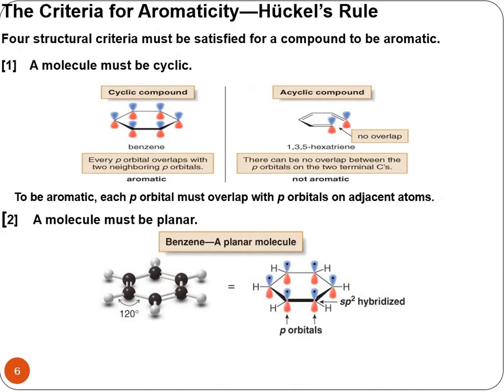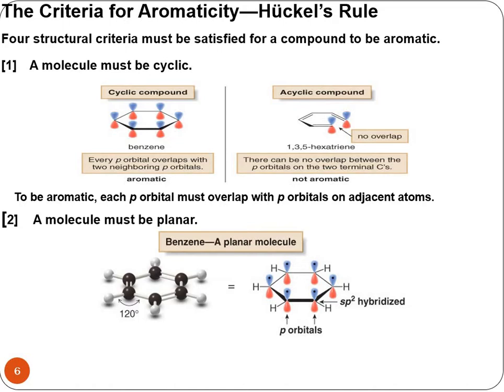Now the criteria for aromaticity, Hückel's rule. Four structural criteria must be satisfied for a compound to be aromatic. A molecule must be cyclic. Cyclic compound, you can see benzene. Every p orbital overlaps with the two neighboring p orbitals. In an acyclic compound there is no overlap, as in 1,3,5-hexatriene. There can be no overlap between the p orbitals on the two terminal carbons.